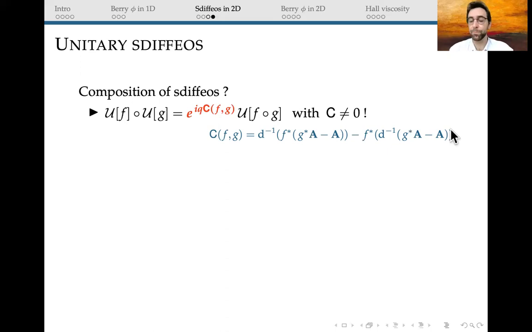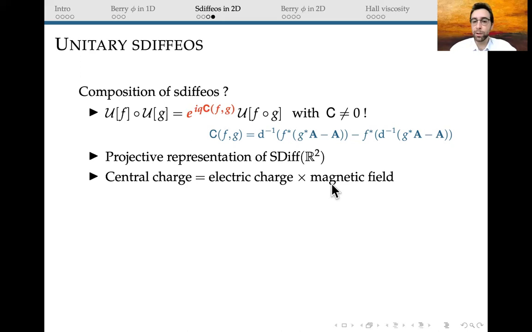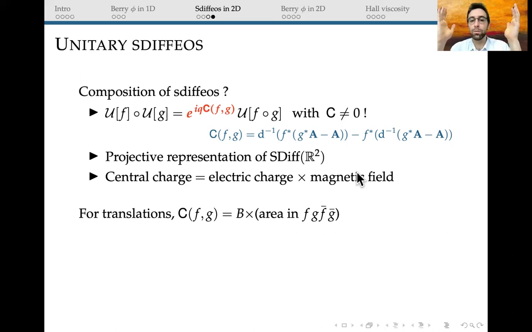You can compute it. What is crucial, though, is that this means that the operators U do not quite furnish a representation of Zdifeos, but they actually furnish a projective representation thereof with a non-zero central charge that happens to be a product of the electric charge and the magnetic field. So in particular, there's an example of this with which at least the people familiar with the quantum Hall effect may be familiar. If you apply this to translations, so first, let's specify one thing.